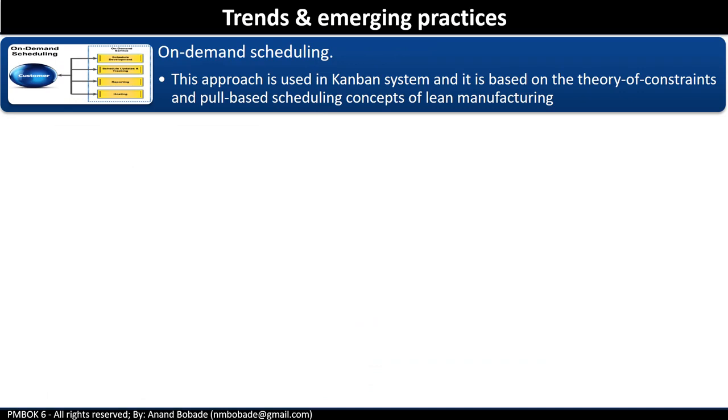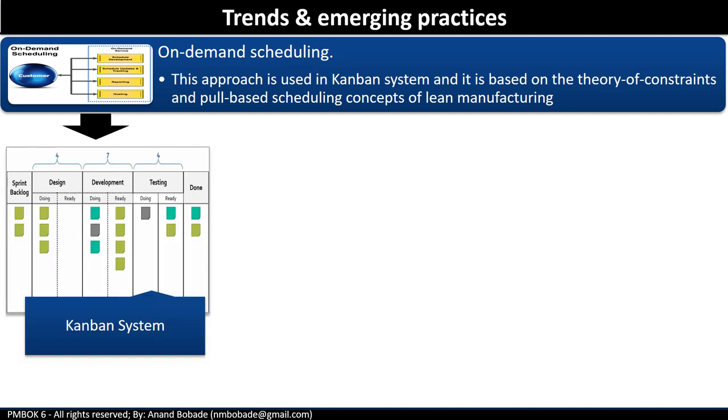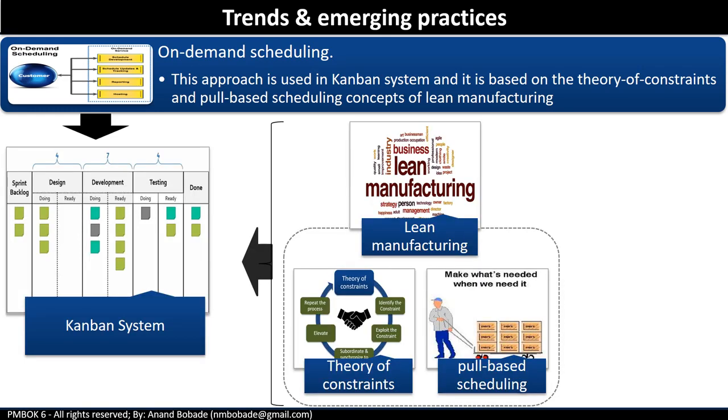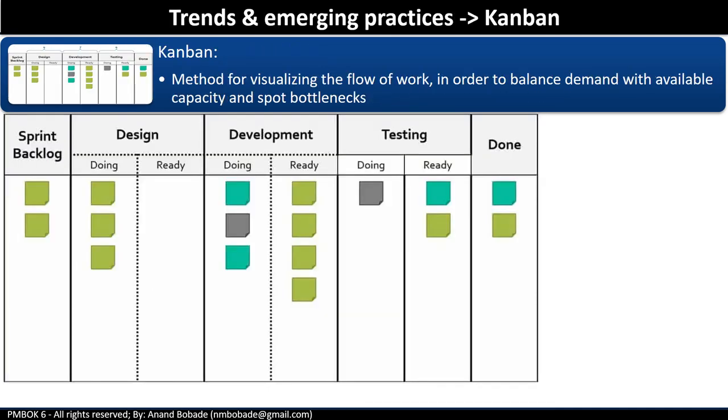On-demand scheduling. On-demand scheduling is typically used in Kanban system and it is based on theory of constraint and pull-based scheduling concept of lean manufacturing. Let's understand each of them in detail.